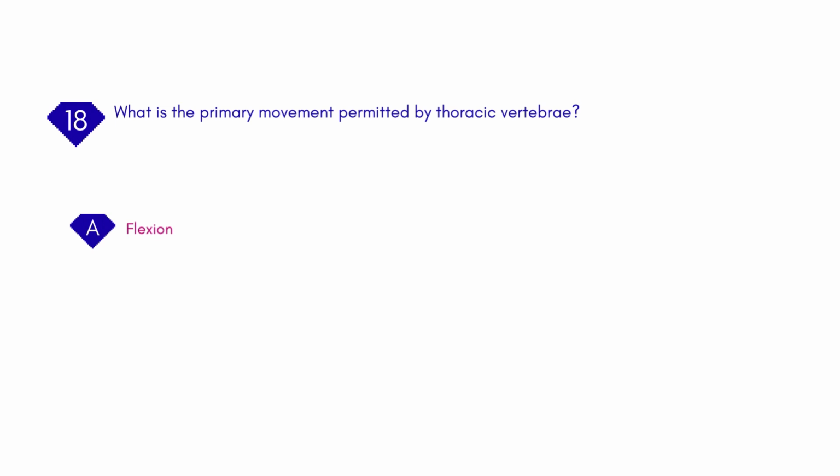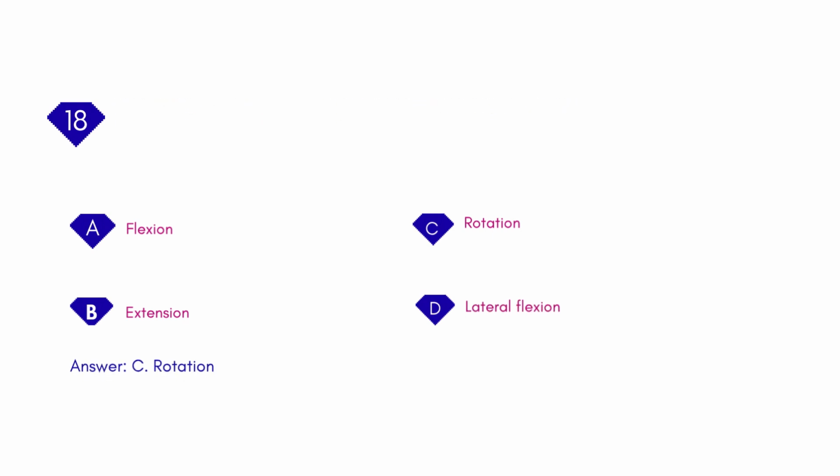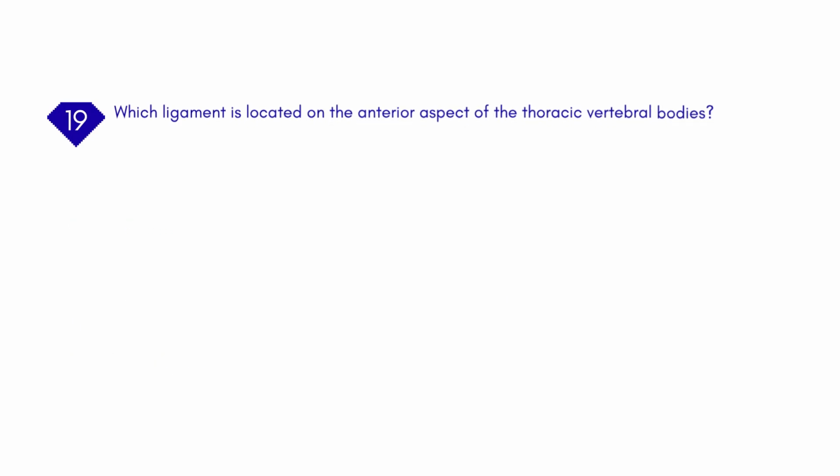A. Flexion. B. Extension. C. Rotation. D. Lateral flexion. Answer: C. Rotation. Which ligament is located on the anterior aspect of the thoracic vertebral bodies?